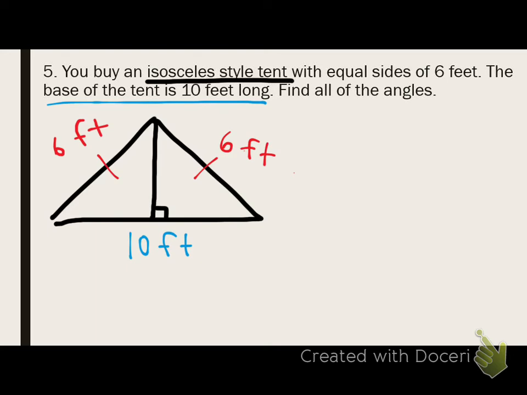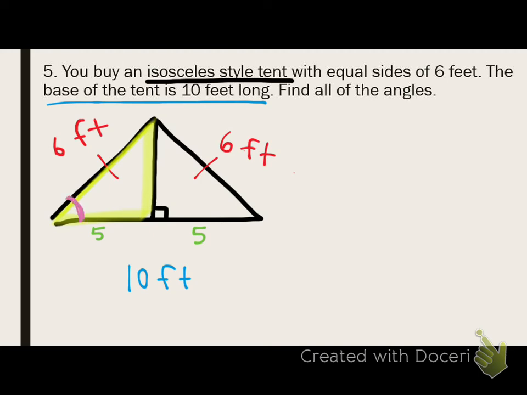So find all the angles. So essentially it creates 2 congruent triangles. So if you deal with one, then you can kind of work with the other. So we have 6 feet. What is the length of this bottom portion? 5 feet. Okay, so I'll move the 10 feet a little further. That'd be 5 and 5. So we're going to find some angles.